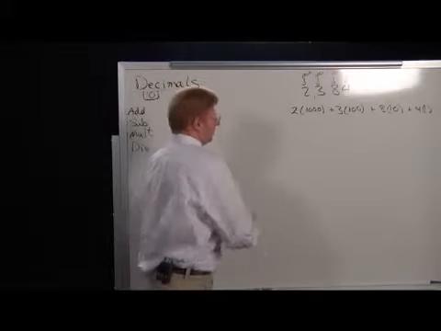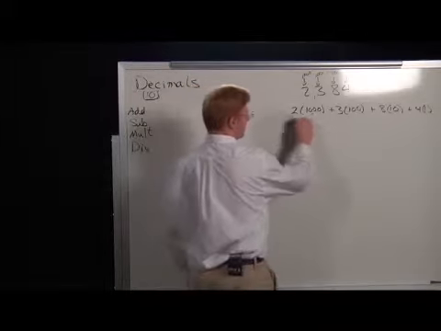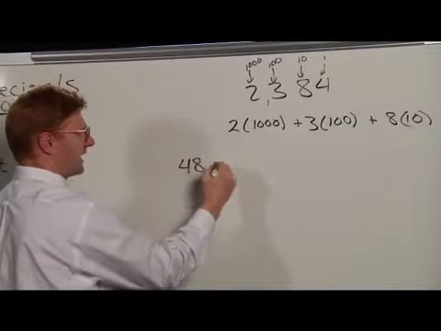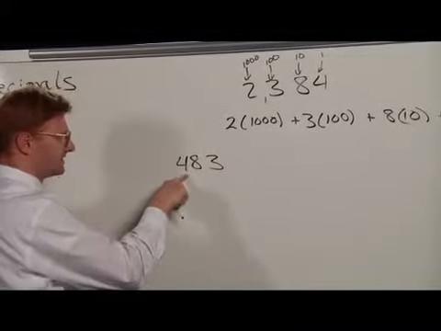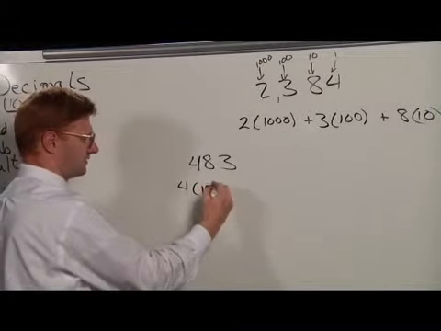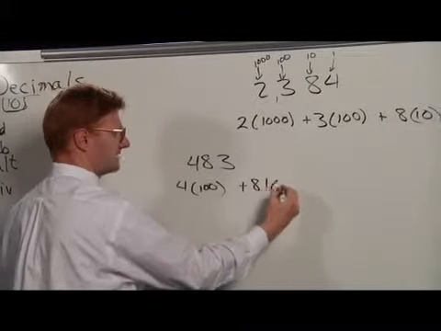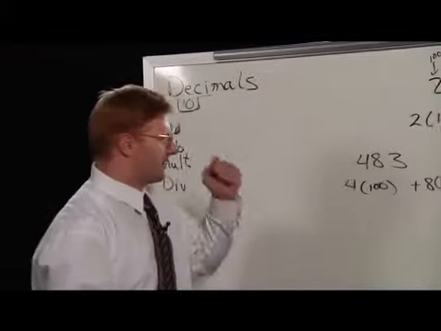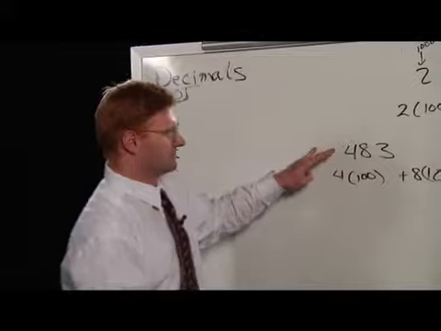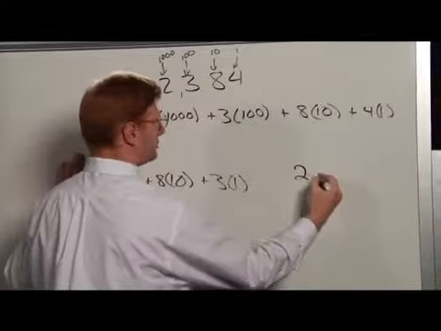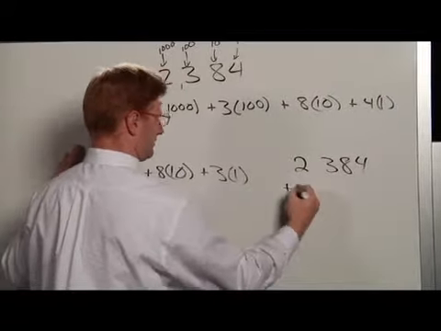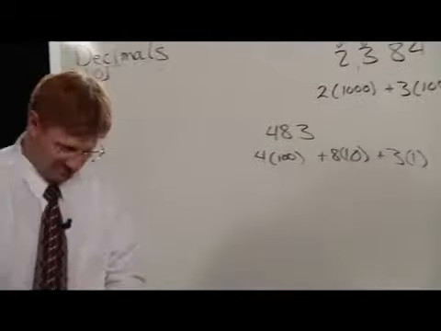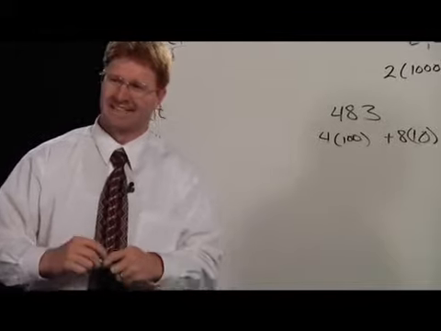When we take this right here and we try to add this number to, say, 483, this is 4 hundreds plus 8 tens plus 3 ones. Now, when we add them, somebody might give you the problem that looks like this. 2,384 plus 483.